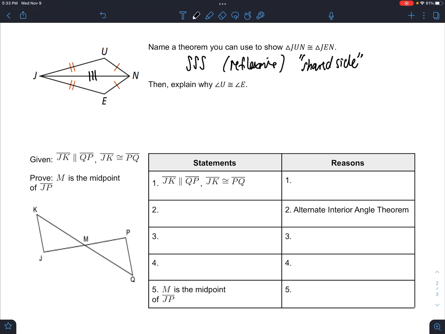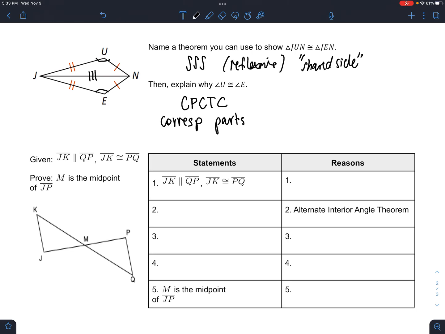And then it wants you to explain, well, why should these angles be congruent then? Well, it's because you already did the work. You already found out that the triangles were congruent. So corresponding parts, like those two angles, of congruent triangles are congruent. So again, that's going to look like corresponding parts.